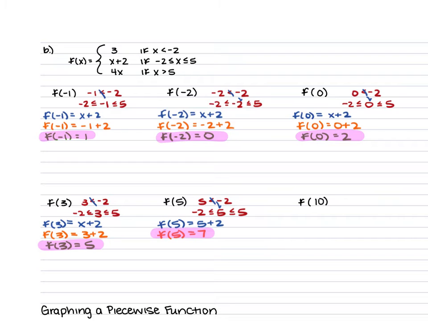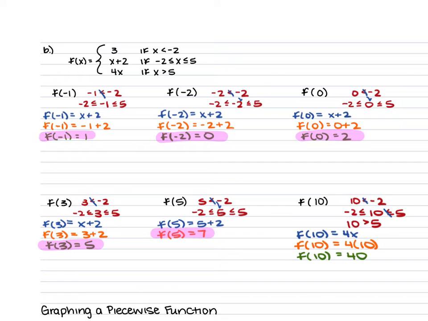For the f of 10, we can try 10 is less than -2. That's a false statement. The -2 is less than or equal to 10, which is less than or equal to 5, is also a false statement. However, 10 is greater than 5, so we'll use the 4x. So f of 10 is equal to 4x. Plug the 10 in for x. f of 10 is equal to 4 times 10. 4 times 10 is 40, so f of 10 is equal to 40.